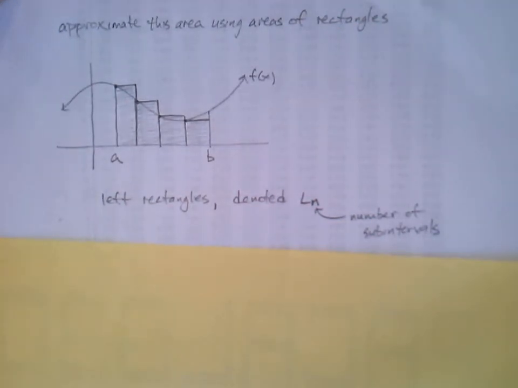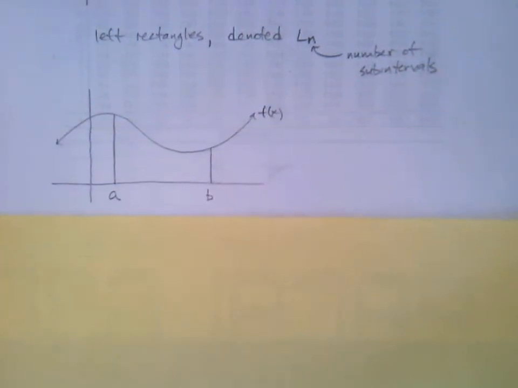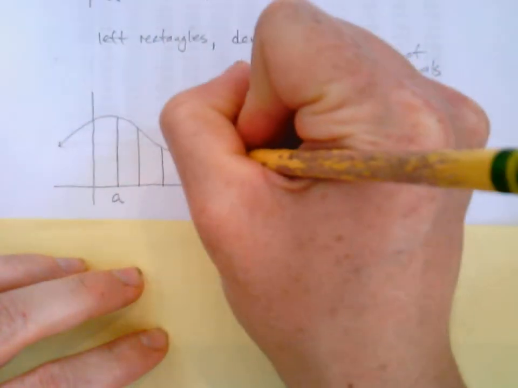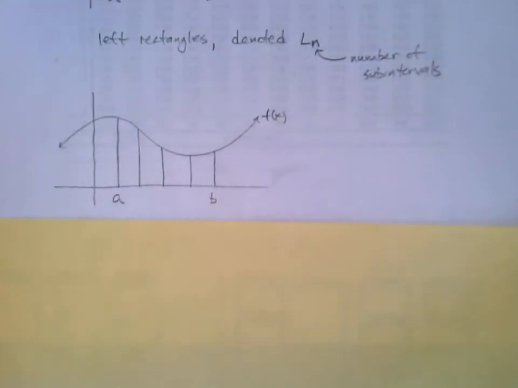I want to show you another style also. I've got the same drawing again, f of x and a and b. I'm going to split this into 4 pieces one more time. 4 is an easy number to work with.